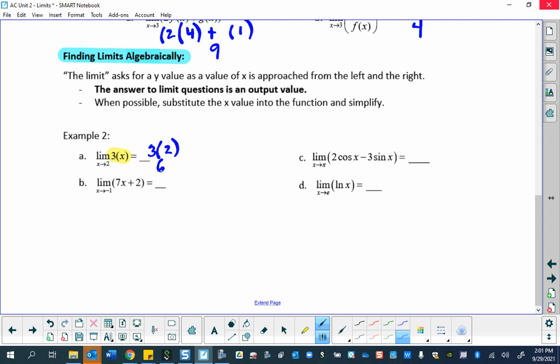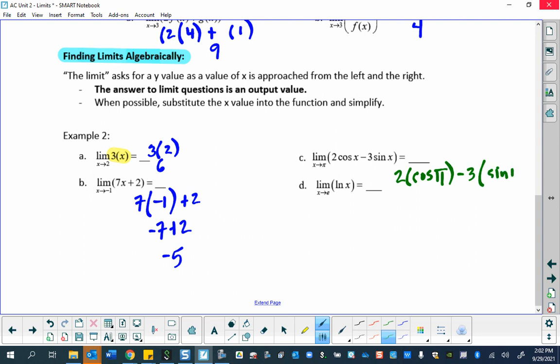My limit as x approaches -1 of 7 times that input value plus 2 is going to be -5. My limit as x approaches pi is 2 times the cosine of pi minus 3 times the sine of pi.